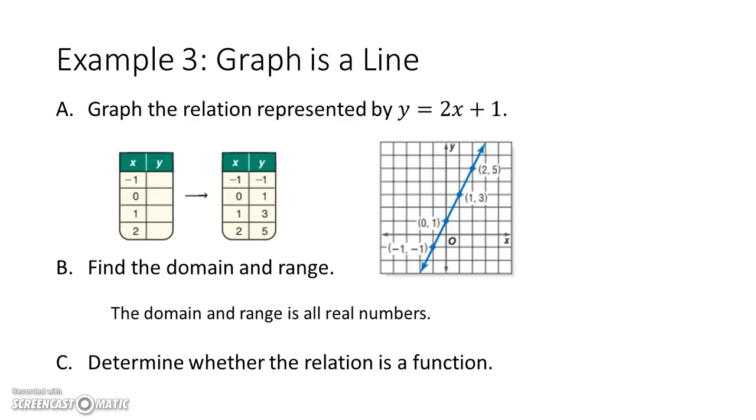This graph passes the vertical line test. For each x value, there is exactly one y value, so the equation y equals 2x plus 1 represents a function. So here's the vertical line test. Notice it only passes the graph once each time, so it is a function.